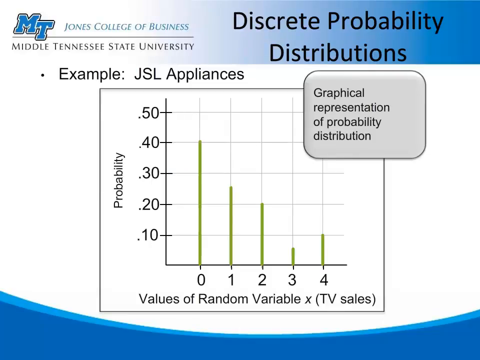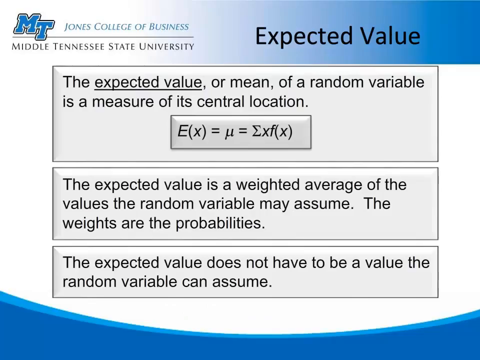Now on the previous slide, the probability values were represented as a table. On this slide, they're represented as a graph. The line that's positioned at 0 goes up to 0.4. Probability for a value of 0 is 0.4. At 1, it goes up to 0.25. The probability for a value of 1, that they were going to sell 1 television, was 0.25. But this is a graphical representation for that random variable.